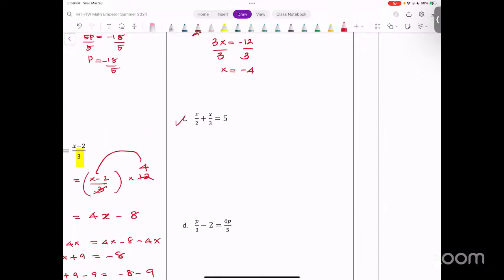Look at what is on the denominator and multiply every single term by the least common multiple.